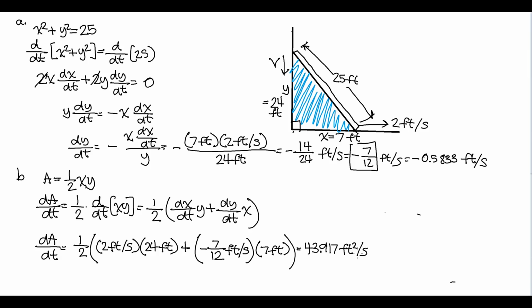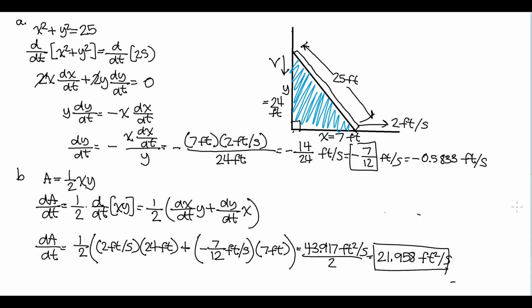Wait, I almost forgot we need to divide by half. So we're going to divide this by 2. And our actual rate of change is 21.958. So this is our rate of change of area.